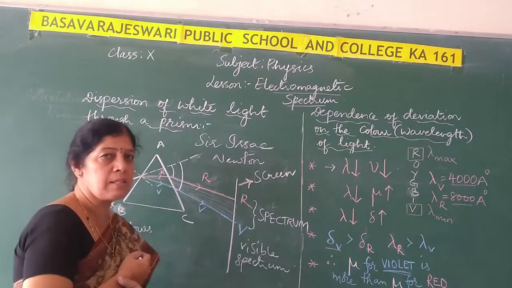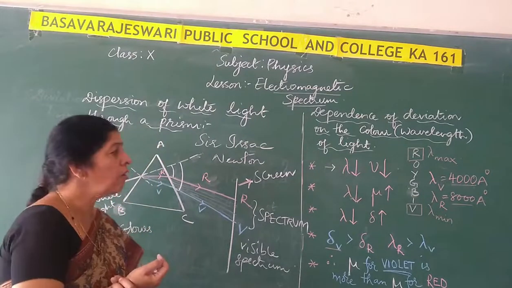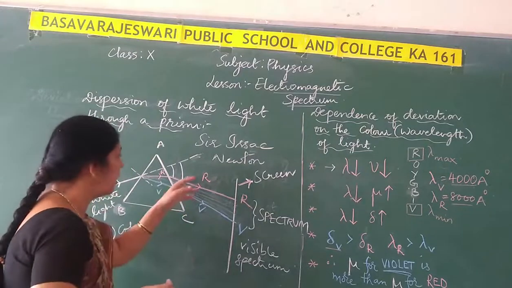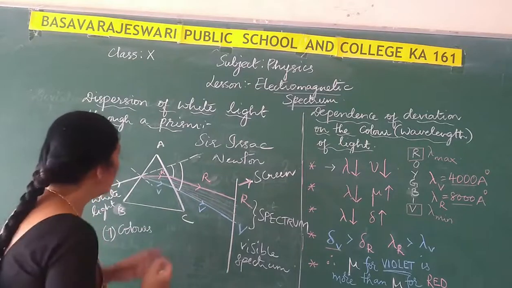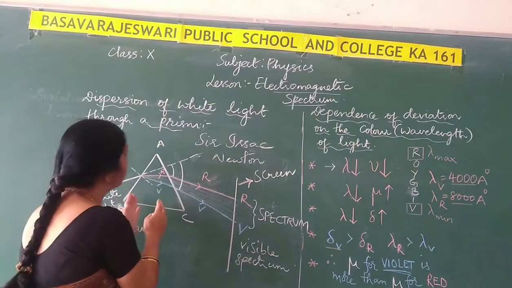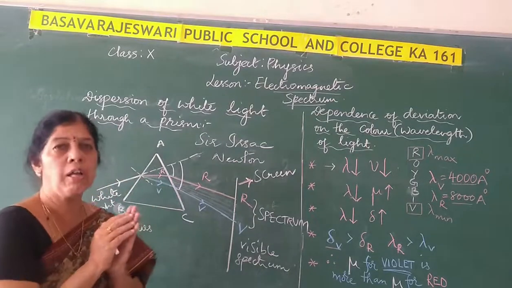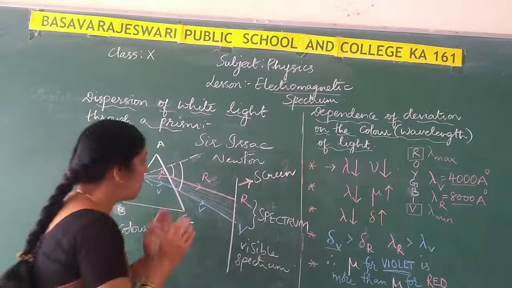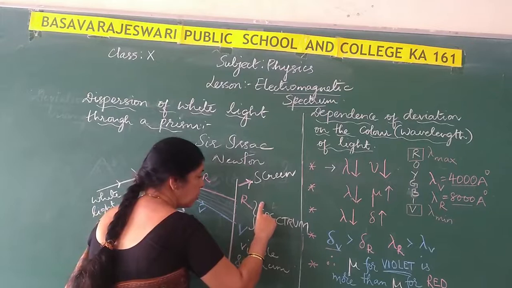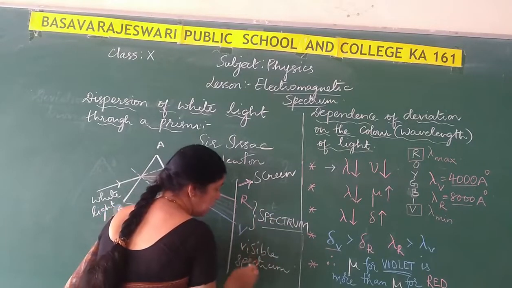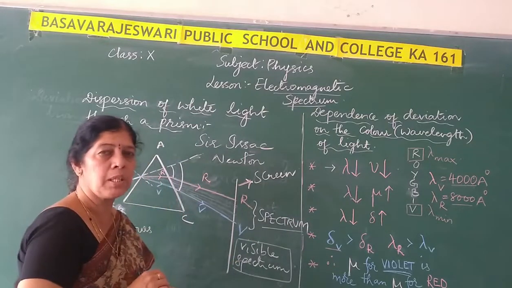In our next session, we shall study about the angle of deviation for violet color and the angle of deviation for red color. Understood? So once again we shall revise about the dispersion of light through a prism, and we shall go for further topics. So remember that this band of 7 colors which is obtained due to dispersion of light is called spectrum, which is named as visible spectrum. Okay children, thank you.